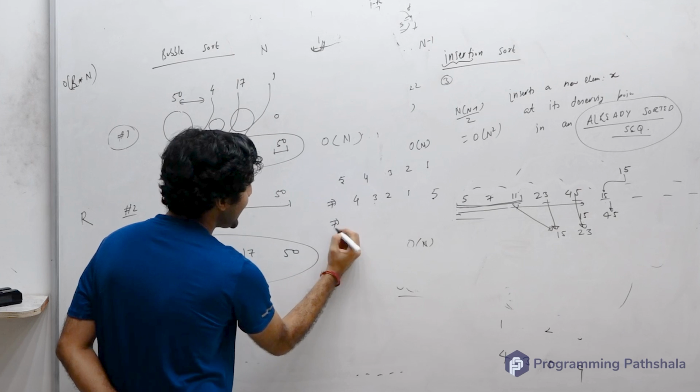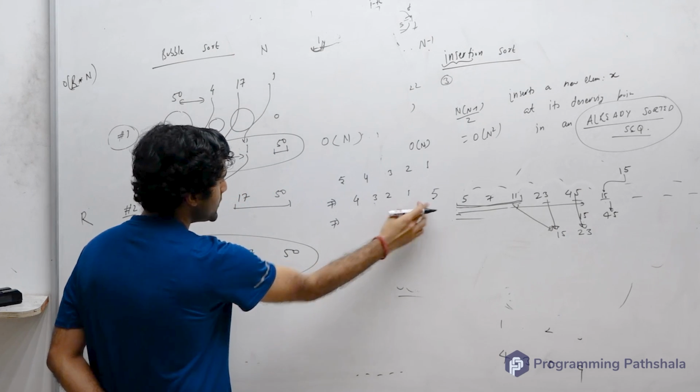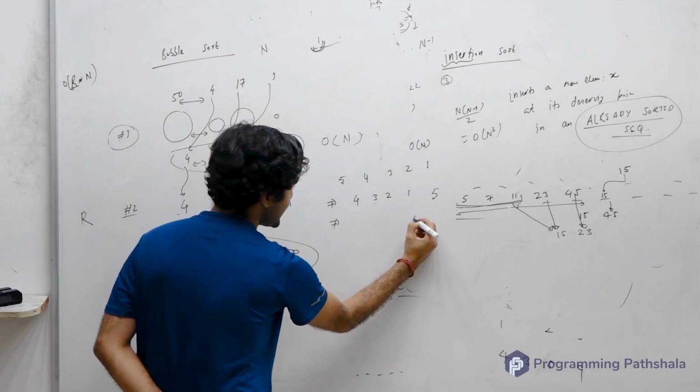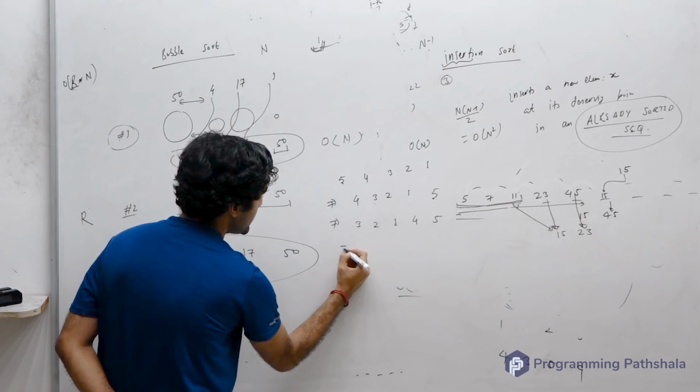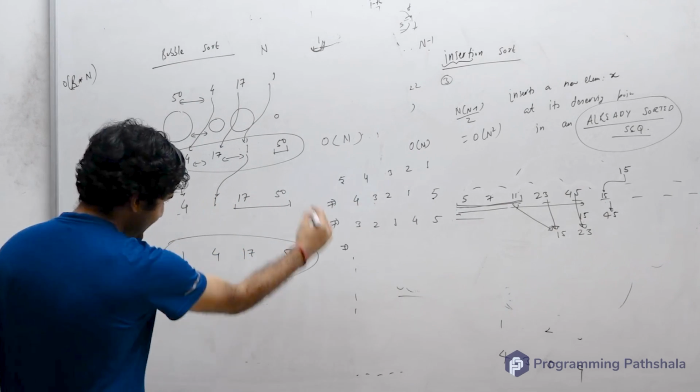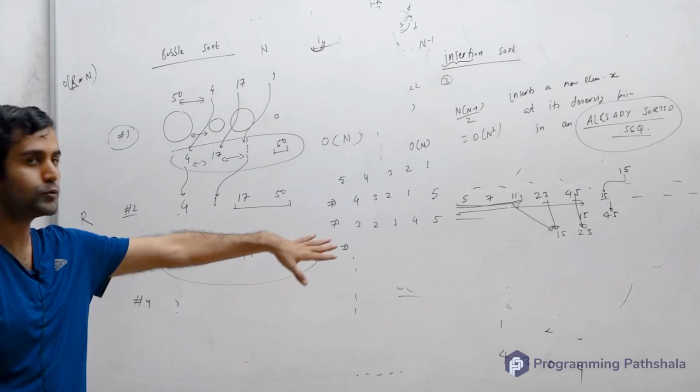Now in the next step, what will happen? 5 remains wherever it is. Now the next largest is 4, so 4 comes at its position and the remaining thing remains as it is. So on, you will see that after n steps, it would have become 1, 2, 3, 4, 5.